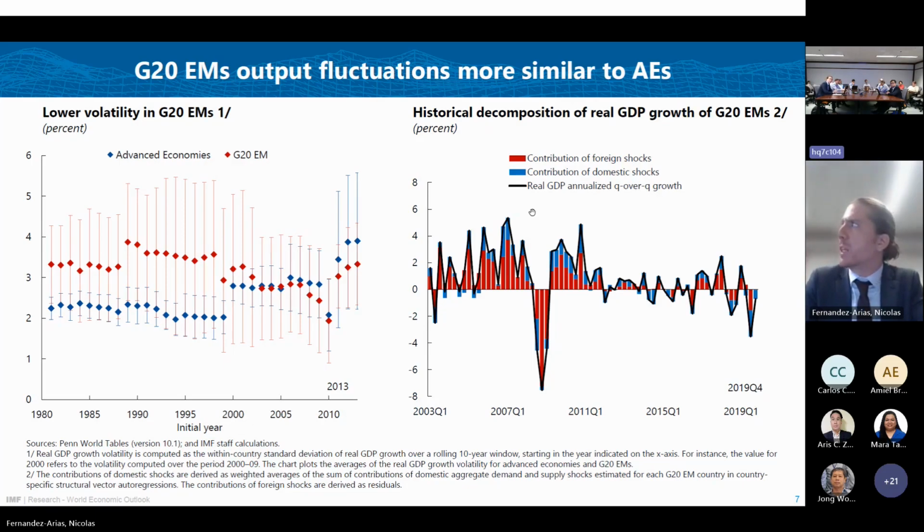And on the right panel, we look at the contribution to quarterly output volatility in G20 emerging markets from domestic and foreign shocks, in blue and red respectively. And we see that since 2003, the relative contribution of domestic shocks has increased, as this volatility has also declined, which again is a feature that has typically been associated with advanced economies. And so the question for us is, to what extent can these domestic shocks, which are now driving most output fluctuations in G20 emerging markets, propagate or spill over to other economies?